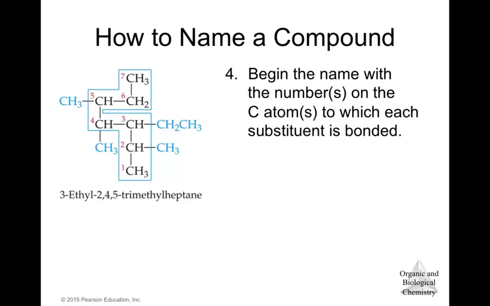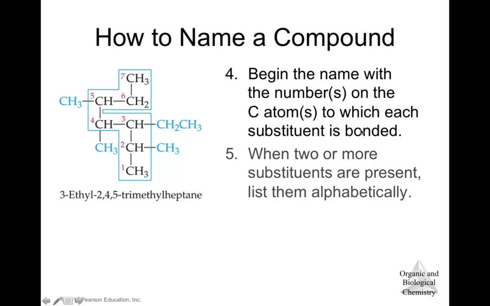And if we use this 7 here, 1, 2, 3, 4, 5, 6, 7, we're going to have just 1, 2, 3 substituents. That's why we use this as the longest chain, because using this one we have 1, 2, 3, 4 substituents. So begin the name with the numbers of the carbon atoms to which each substituent is bound. Then when 2 or more substituents are present, list them alphabetically.